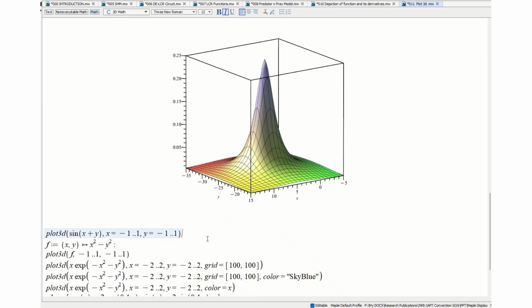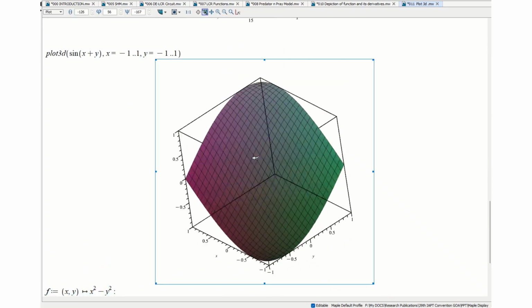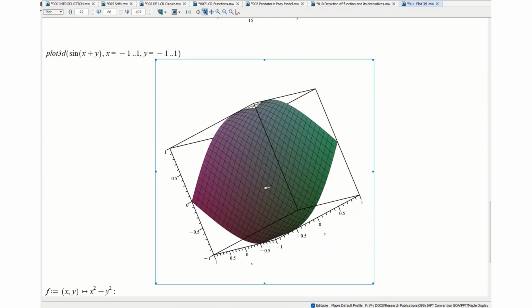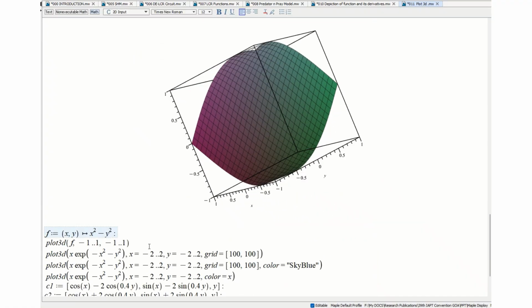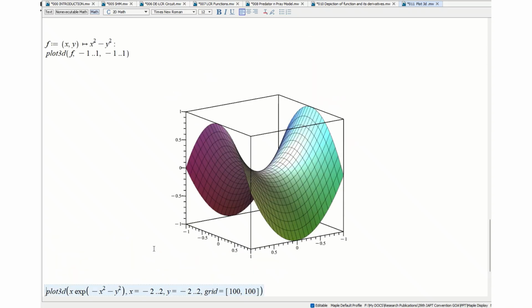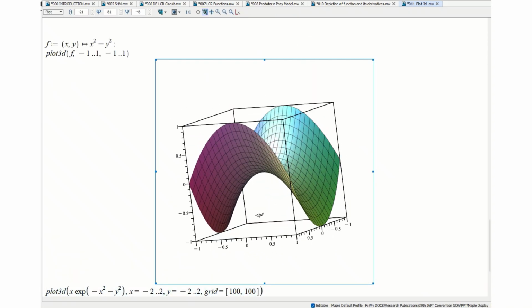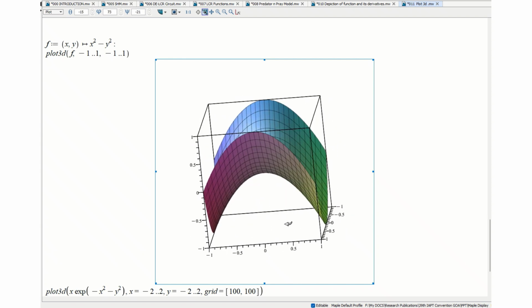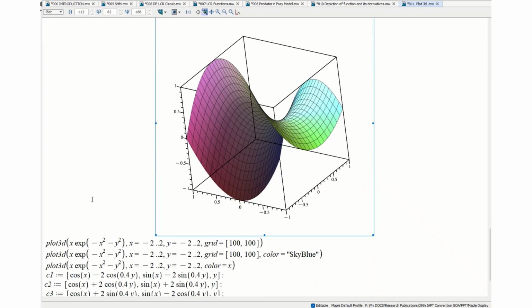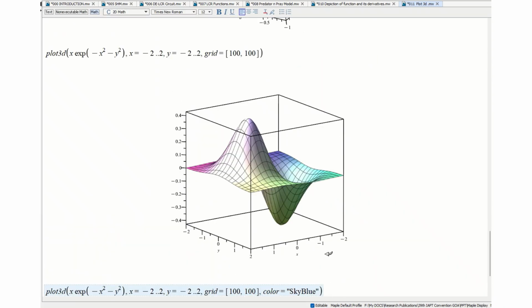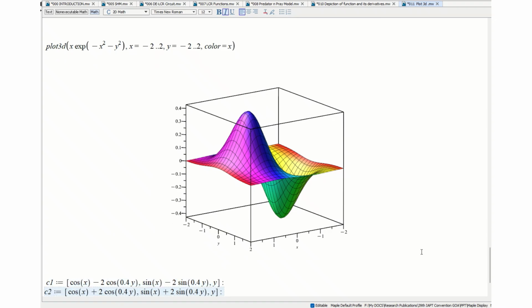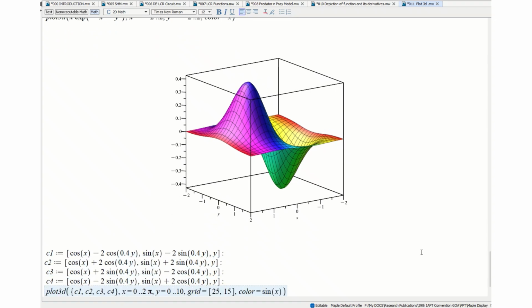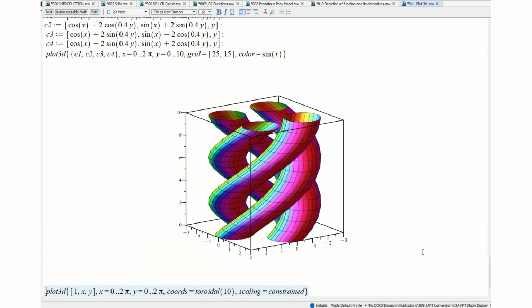Similarly, sin of x plus y, where x and y have a certain range. Then x square minus y square, we want to make a 3D plot in the range where x and y roll from -1 to +1. So here you can have a look at certain functions wherein we can change the color scheme, and we can club C1, C2, C3, C4 to generate a plot at the same time.